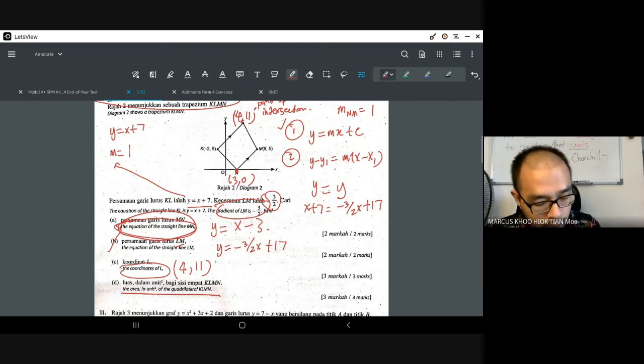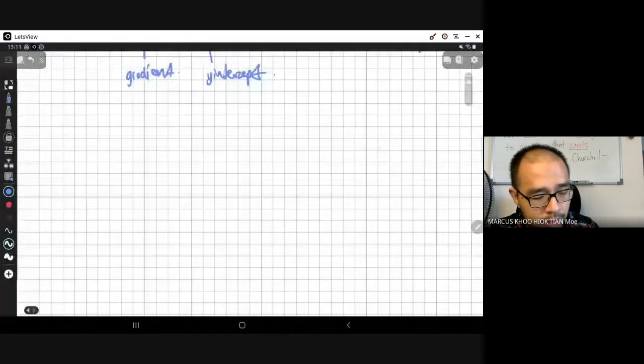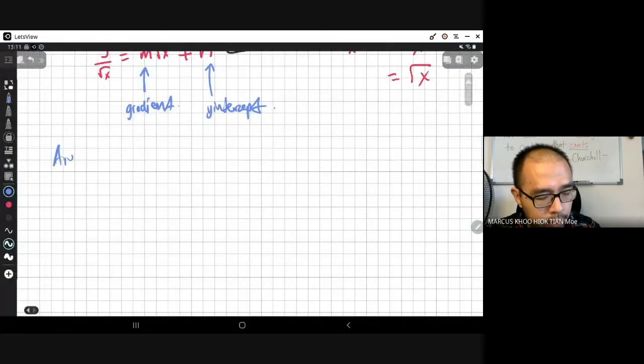I need to recap this because I always find this happens. So the area, even if it's a quadrilateral, is still half.